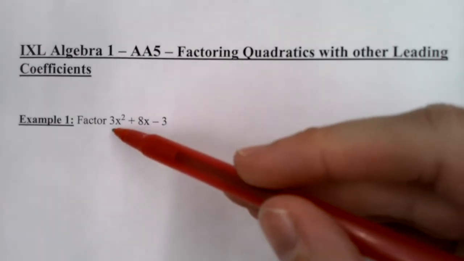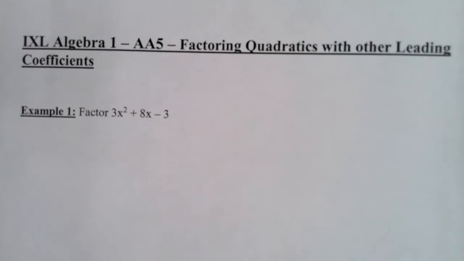Okay, so this video is going to show you how to factor quadratics with other leading coefficients. The last video showed you coefficients equal to 1. This one is other leading coefficients. So whenever the leading coefficient is not 1, you're going to factor it this way. It's kind of long, but hopefully it's not too bad.